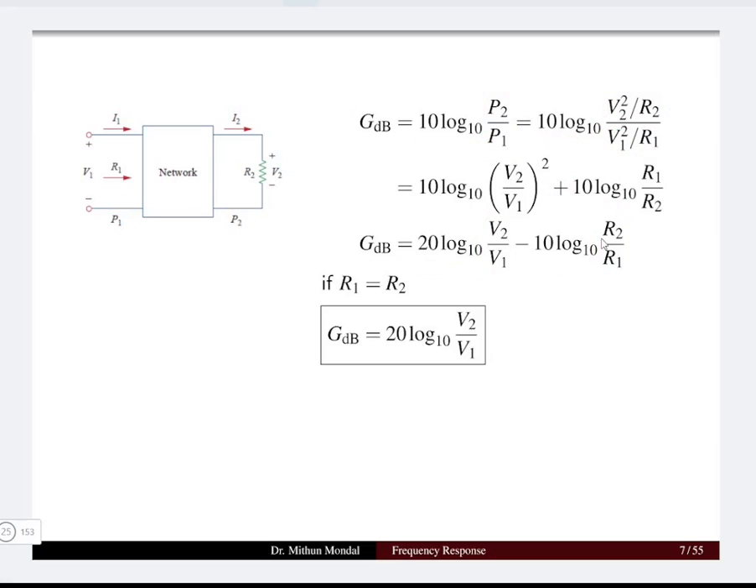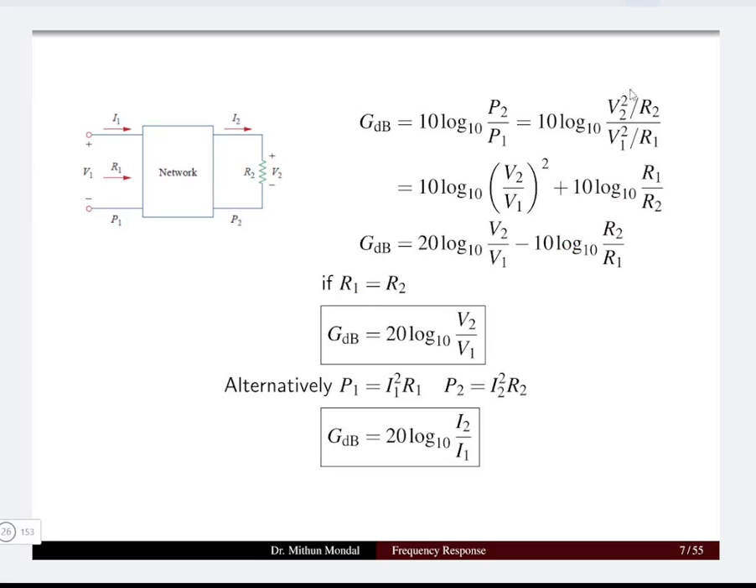Now let us take one special case where R1 and R2 are equal. In that case, this value will be equal to 0 because log 1 is 0, and GdB will be 20 log 10 V2 by V1. If we do the same computation not from the voltage side but from the current side, that is P1 is equal to I1 square R1 and P2 is equal to I2 square R2, then GdB is equal to 20 log 10 I2 by I1.